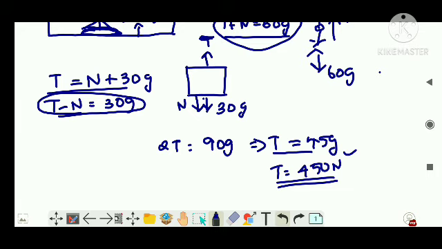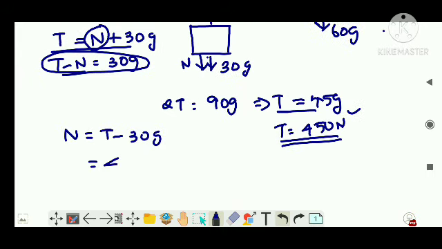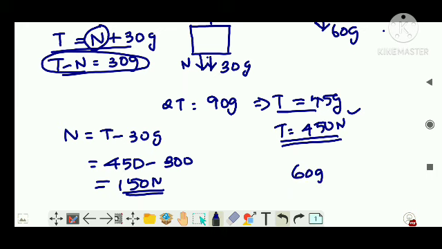Now that is not the question. Your question is, what is the apparent weight? I can write N is equal to T minus 30g, or T minus 300, that is 450 minus 300, that is 150 Newton, is what the weighing gauge will show. What is the actual weight of the person? It is 60g or 600. Clear? So his value is less.